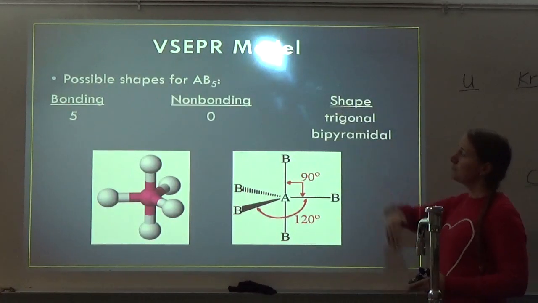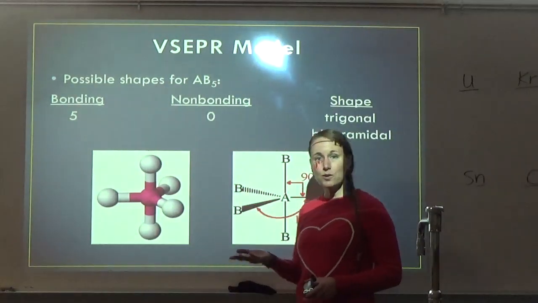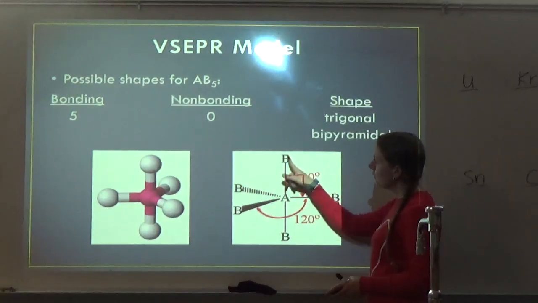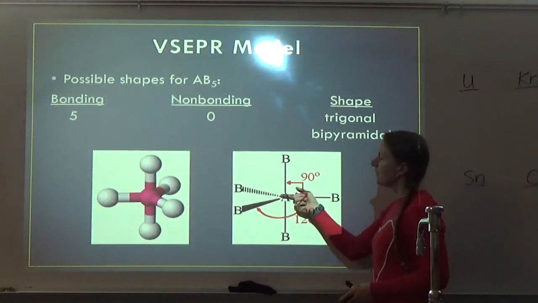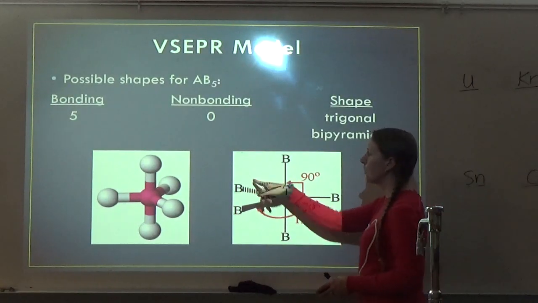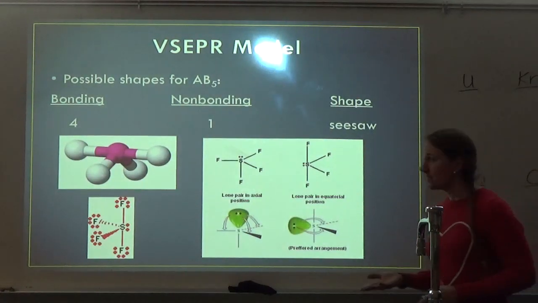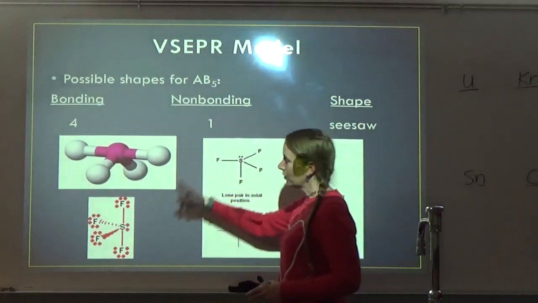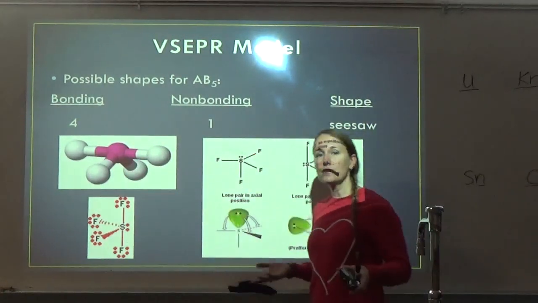So, speaking of shapes, if you have 5 bonding and 0 non-bonding, this is called trigonal bipyramidal. You draw 1 up, 1 down, 1 coming out to the side, and then 1 coming out of your paper and 1 going back in your paper. That's how you would draw that. If you have 4 bonding and 1 lone pair, though, it'll look like this. We can't see the lone pair. It will look like this, and that's referred to as seesaw.